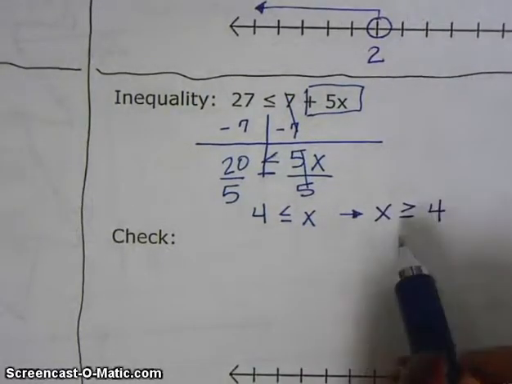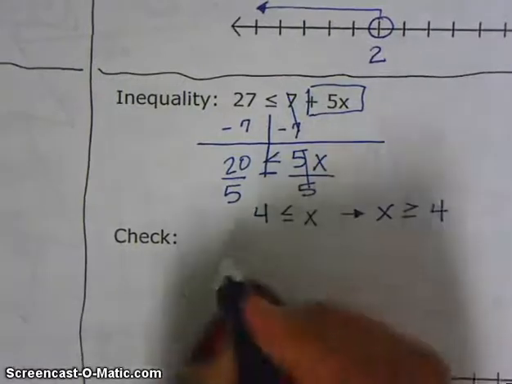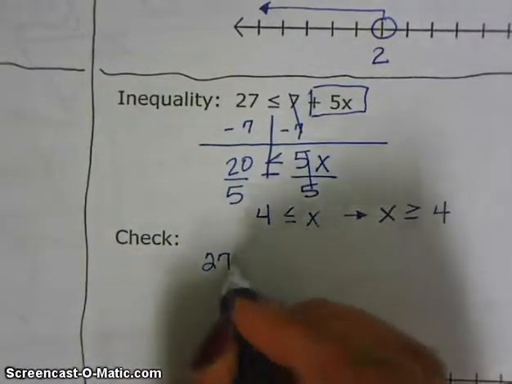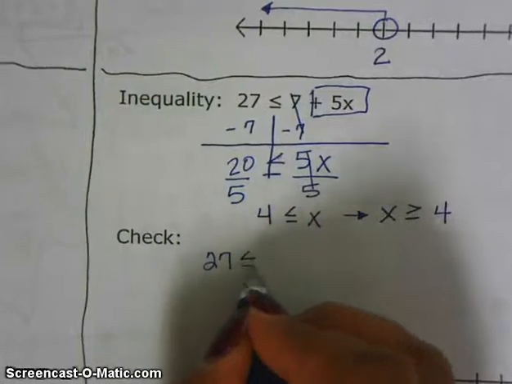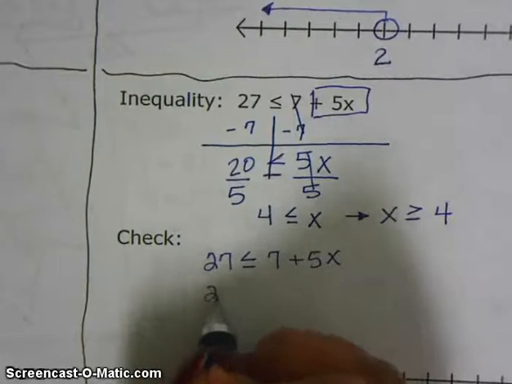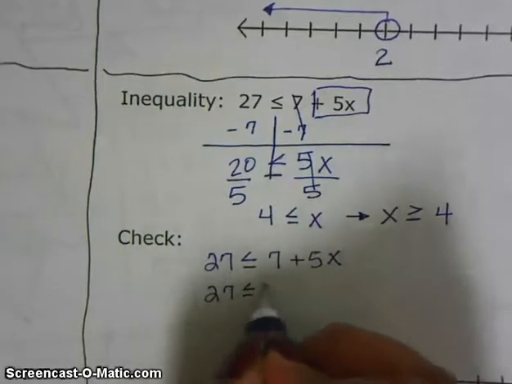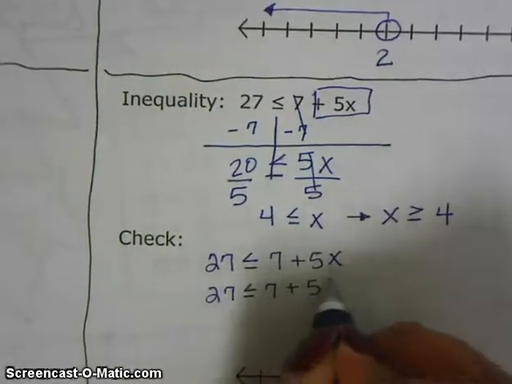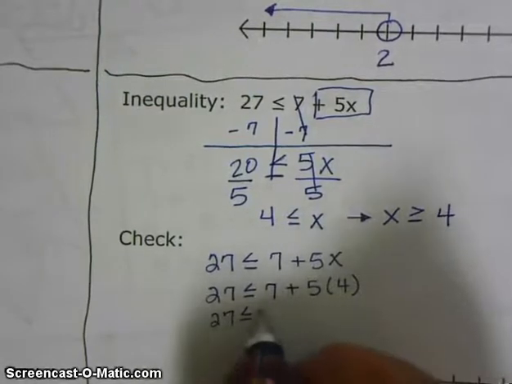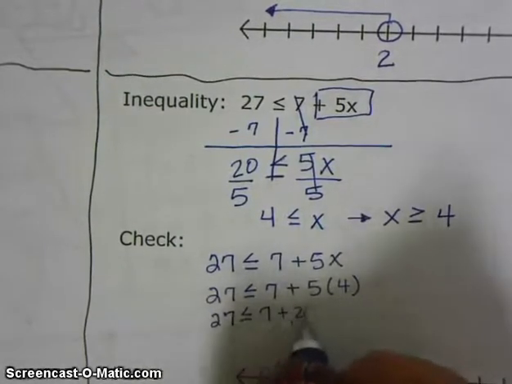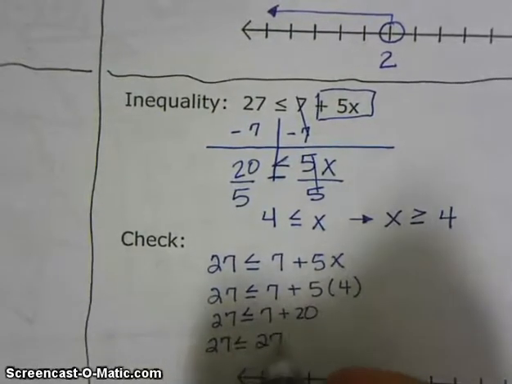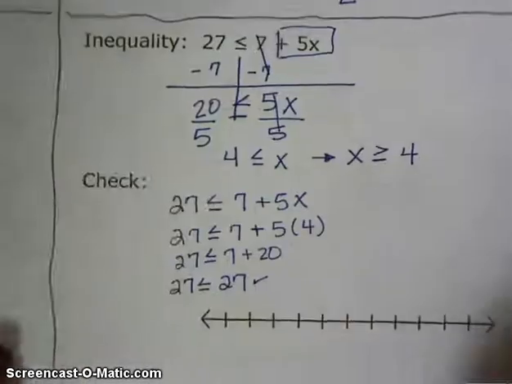Okay, so I need a number that is greater than or equal to 4. I'm going to check with 4 because it can be equal to 4. So 27 is less than or equal to 7 plus 5x. 27 is less than or equal to 7 plus 5 times 4. 27 is less than or equal to 7 plus 20. And you're going to see that 27 is equal to 27, so I know my solution is correct.